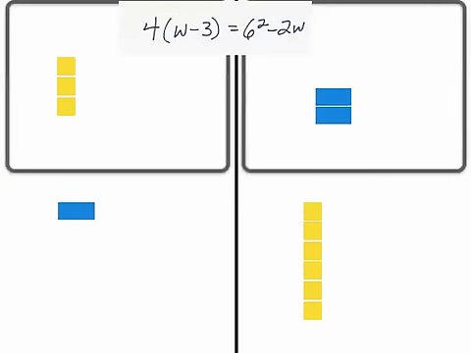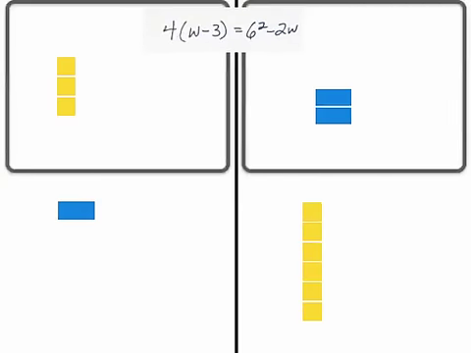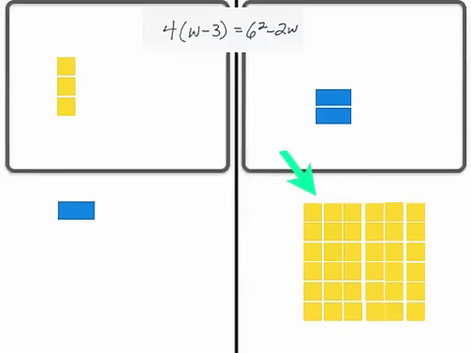So I've set up my board, so the left-hand side I actually have represented w minus 3. So there's my minus 3. Here's my w. On the right-hand side I have 6, and I want to go ahead and square that now. So 6 squared is 36, and there's -2w.